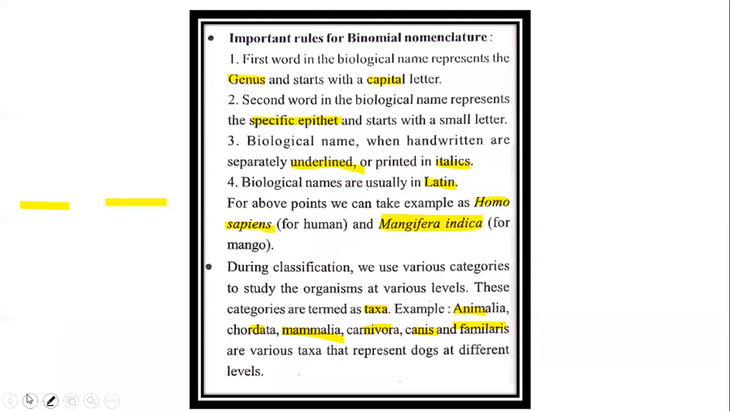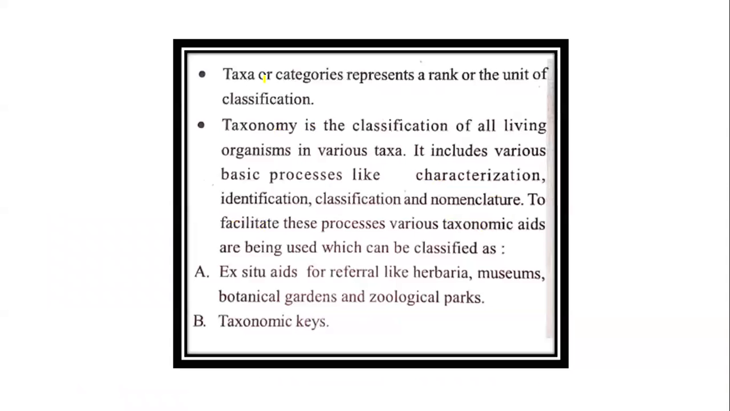So, let's move forward. Taxa or categories each represent a rank, or unit of classification. So it's the basic unit of classification. So what is taxonomy then? It is the classification of all living organisms, including the basic processes like characterization, identification, classification, and nomenclature, right?